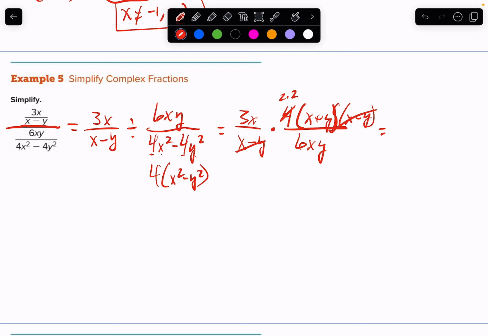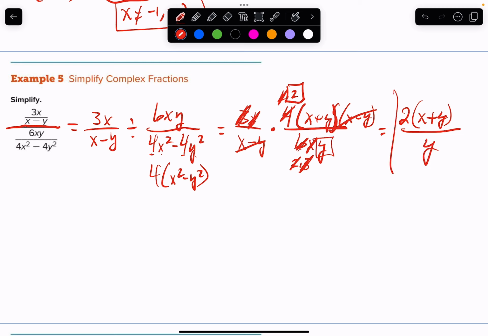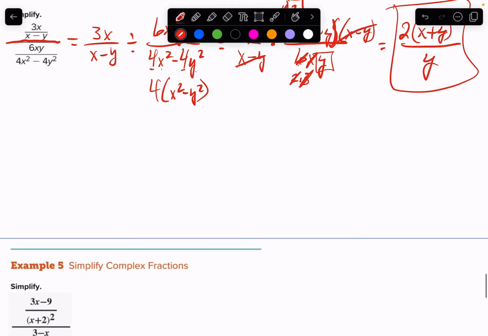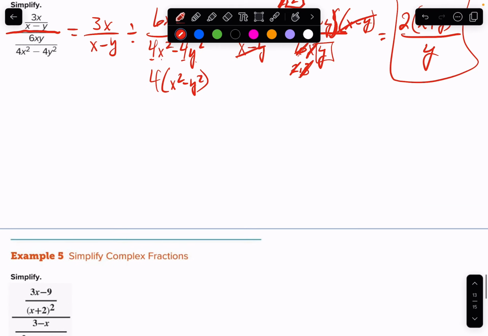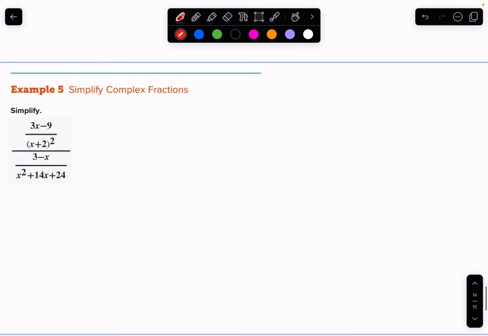4 is a 2 times 2. 6 is a 2 times 3. I can get rid of the 2's. I can get rid of the 3's. I got an x down here and an x down there. So my leftovers are a 2 and an x plus y. And my other leftover is just a y. Just like that. That was fast. Pause it, rewind it, slow it down. But by the end of the year, we should be crushing on these.